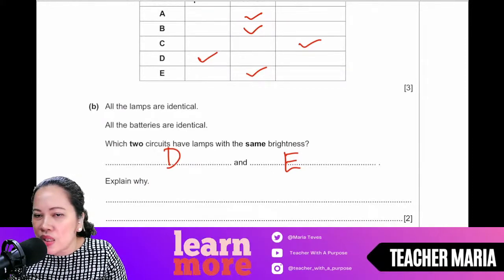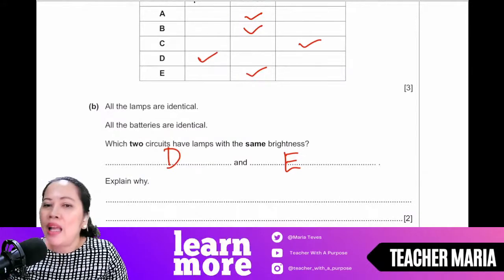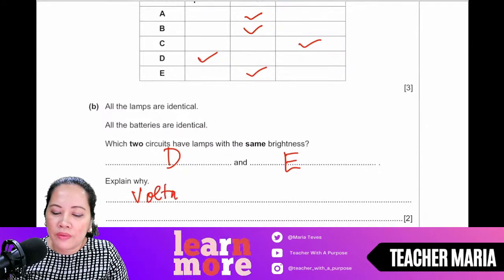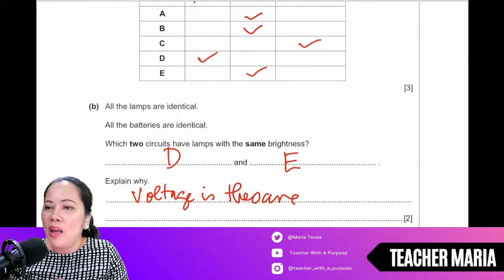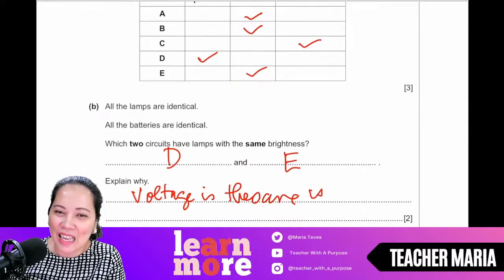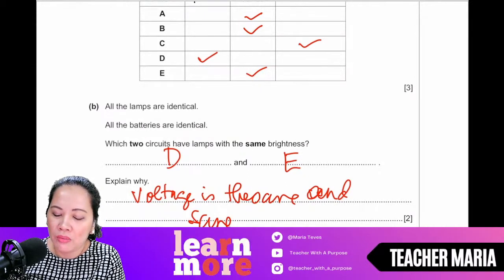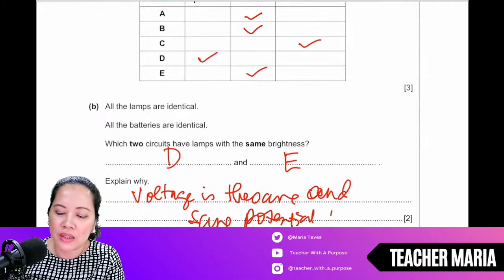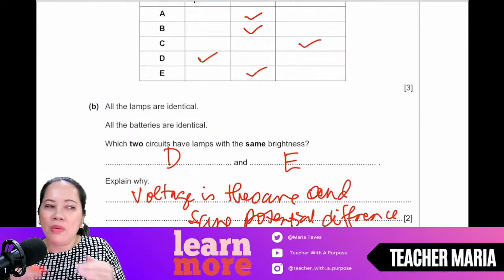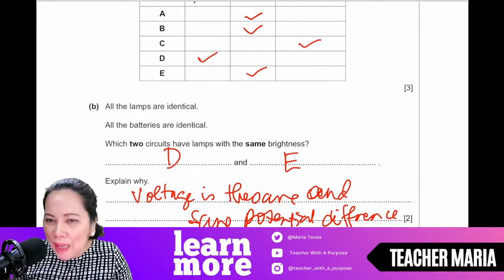Because voltage across each lamp is the same and the same PD. Okay, so voltage is the same, even though it's being halved by the other one, but because D is parallel, the voltage is the same, or you could say the same potential difference across each lamp. Okay, so the voltage is the same, the potential difference is also the same.